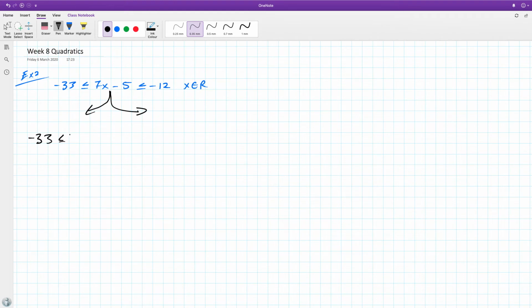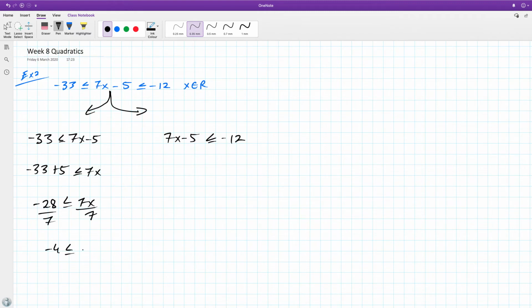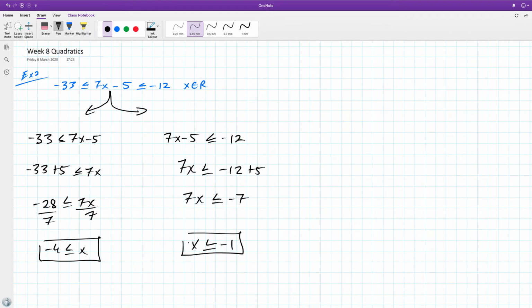Minus 33 less than or equal to 7x minus 5. 7x minus 5 less than or equal to minus 12. That is minus 33 plus 5 less than or equal to 7x. That's minus 28 less than or equal to 7x, divided across by 7. Minus 4 is less than or equal to x. Over here, 7x less than or equal to minus 12 plus 5. Minus 12 plus 5 is minus 7. X is less than or equal to minus 1. We draw our graph.